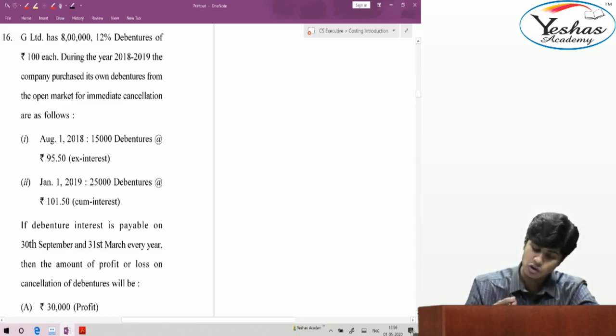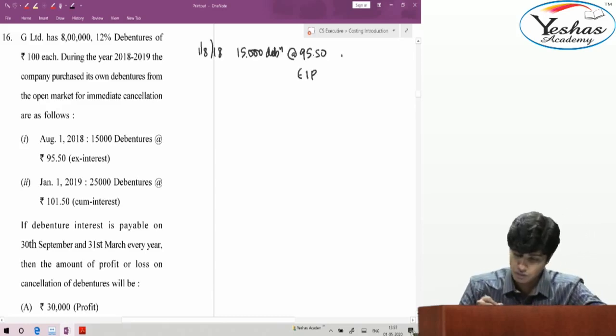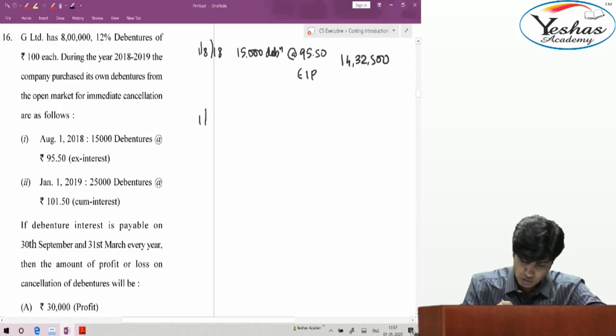So should there be any adjustment? Not necessary. So how much is the price that is paid? 15,000 debentures multiplied by 95.5. I will get 14,32,500. Very easy. Done. Next, go to 1st of January 2019. How many debentures are purchased? 25,000 debentures. At what price?